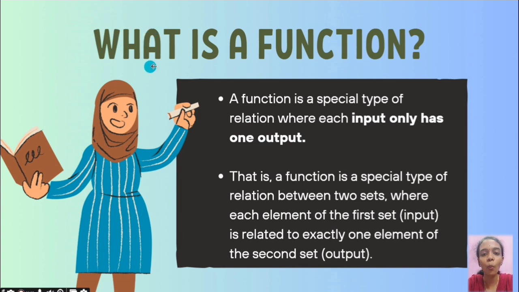Now let's look into what a function is. As I already said, a function is a special kind of relation. In a function, each input has only one output. For example, imagine you are receiving a phone call. If you press the green icon, the call gets answered. And if you press the red icon, the call gets cut, right? Here, each icon gives exactly one result. This is how a function works. One input gives one output.